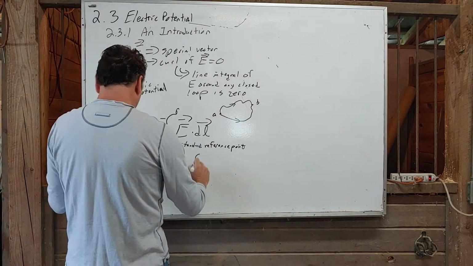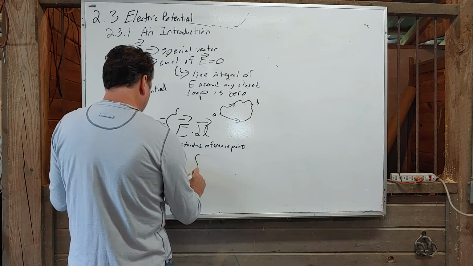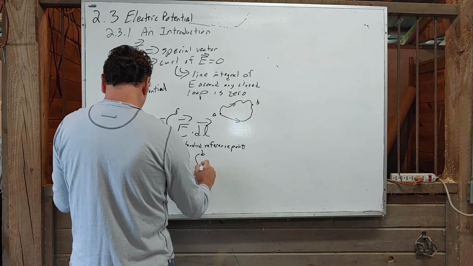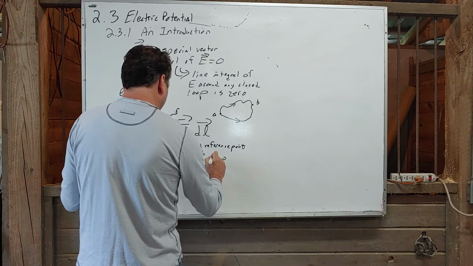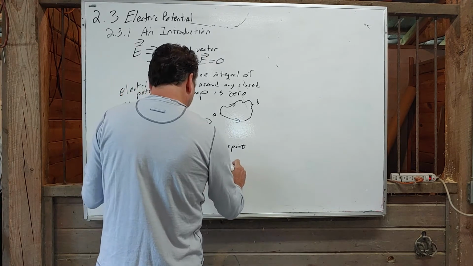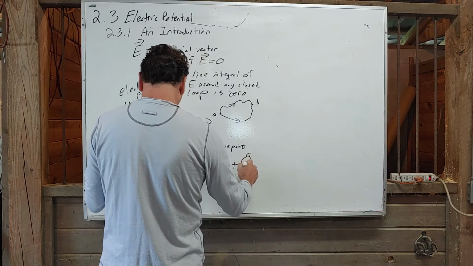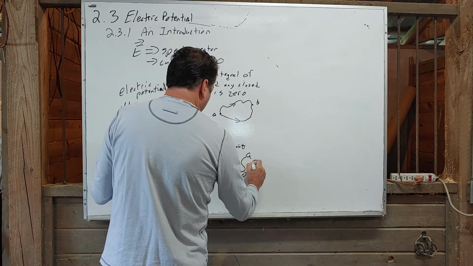And that would just be the integral at some reference point to B, negative integral E dot dl, plus integral from 0 to A, E dot dl.